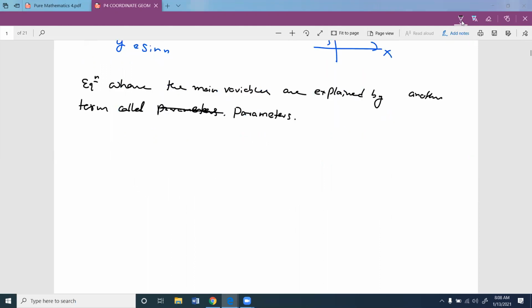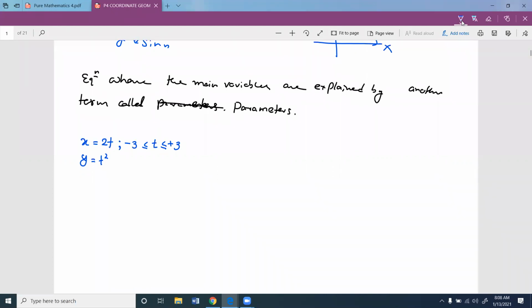For example, suppose they have given the parametric equation x equals 2t, where t is a parameter, and y equals t squared. After that, they usually give us the range for t. t varies from -3 to +3. That is what we mean by a parametric equation. So t is a parameter, and they should give the range where the parameter exists.